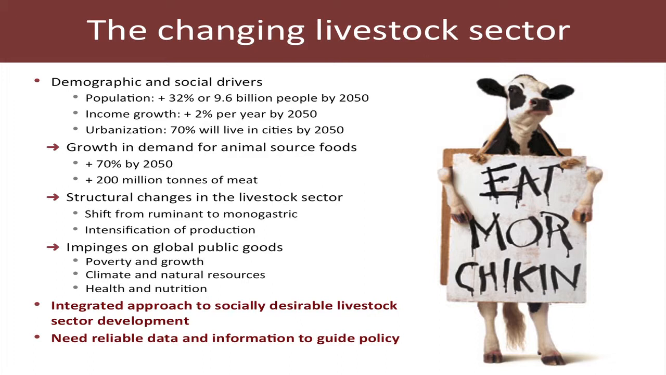These are pushing up demand for animal source foods, particularly in the developing world. And these are resulting in structural changes in the livestock sector: shifts from ruminants to monogastric species, vertical integration of production, intensification of production, separation of livestock production from the land base which it requires for feed. These are all characteristics of intensification. And this impinges on these global public goods of poverty and growth, climate, natural resources, and health and nutrition. And this calls for an integrated approach to socially desirable livestock sector outcomes, and that requires reliable data and information to guide policies.